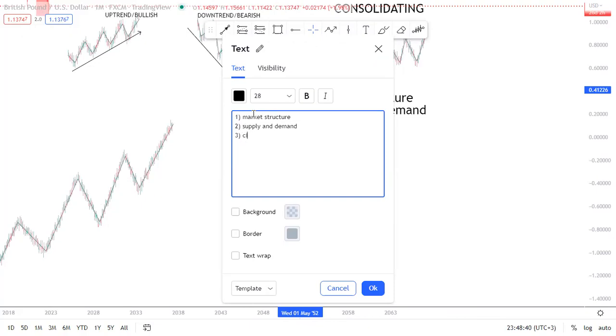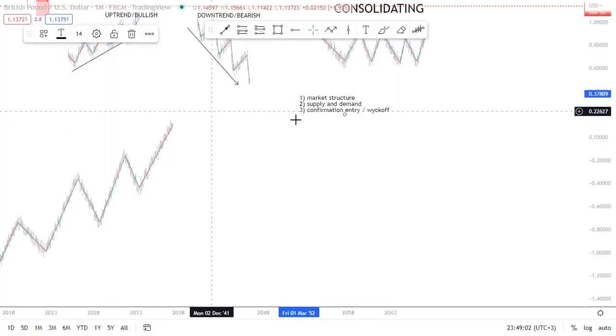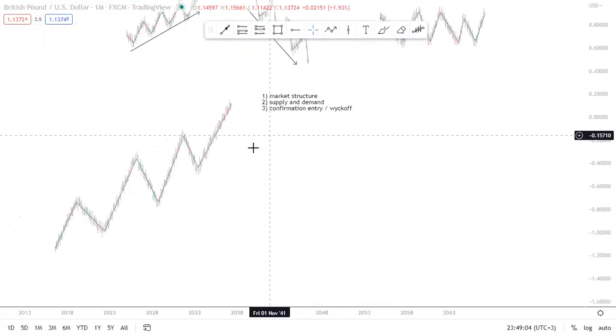Let me write the confirmation entry, which is also known sometimes as Wyckoff. And on this particular Wyckoff, there are also some certain things that I'll talk about as you start to know about forex trading, guys. So what am I saying now? I just want to give you a brief, especially for people who are already in this forex trade.